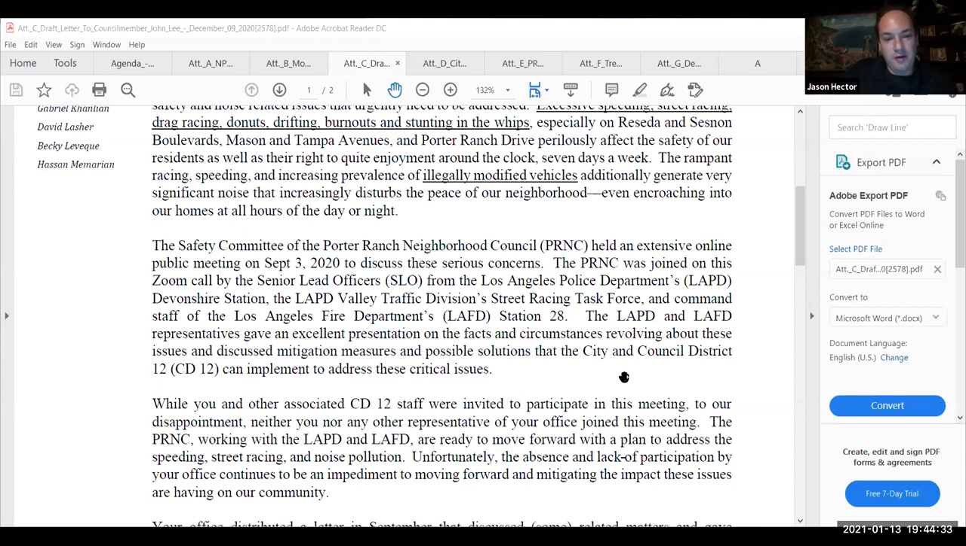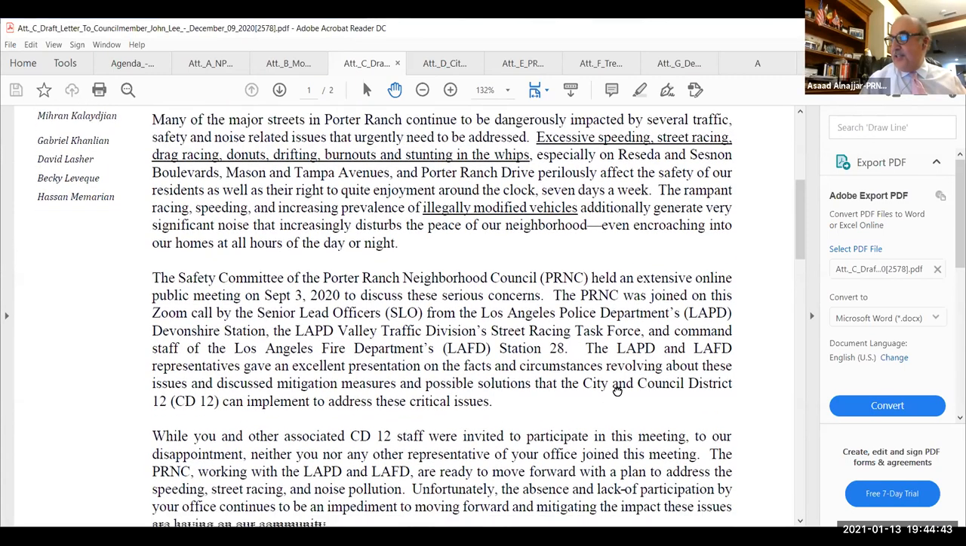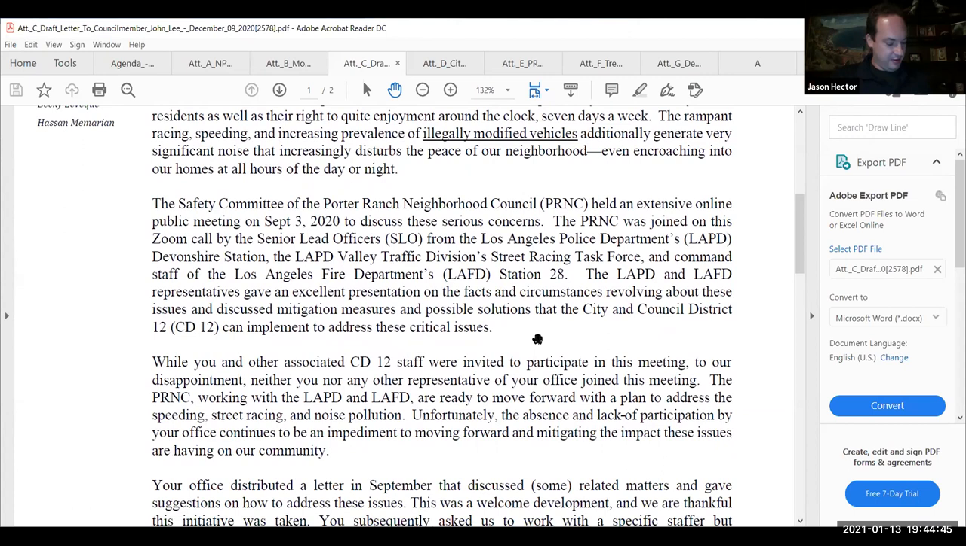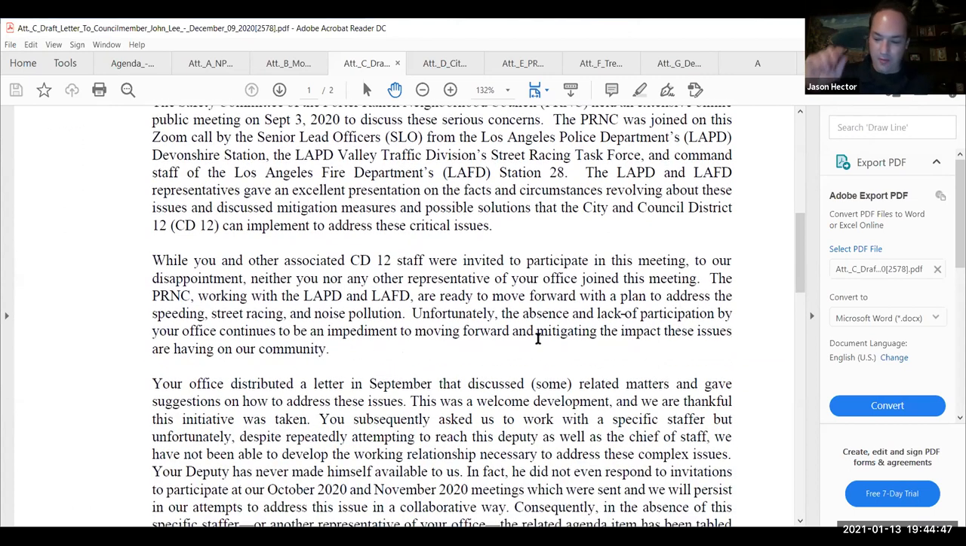I couldn't find where it is exactly in the letter here. I was trying to read. No, I know exactly what it is. Which paragraph is it? Is it paragraph 5 or 4? It's the one starting with "While you and other associated CD12." Okay. Yeah. If you could elaborate on that.